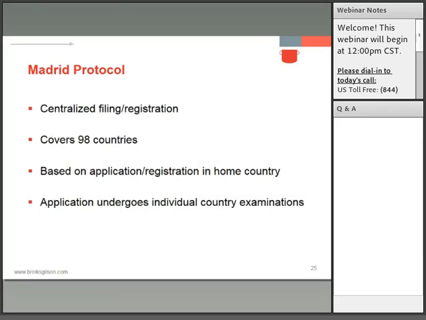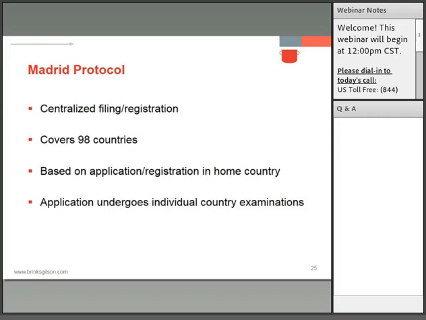So Susan's touched on the Madrid Protocol briefly. The Madrid Protocol presents a more centralized option for applications, filings, and registrations. It's also cheaper. It's an option in which the client may designate numerous countries. There are 98 countries party to the Madrid Protocol, and you base each Madrid filing on its home application.